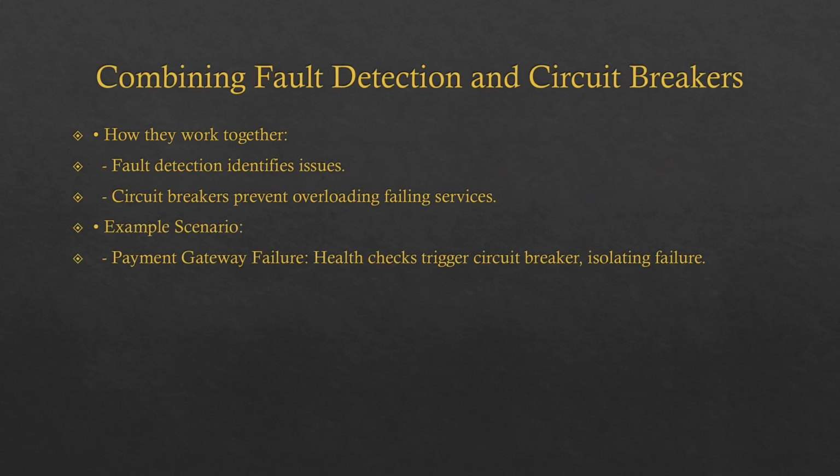Fault detection and circuit breakers work together to enhance system resilience. Fault detection identifies failing services, while the circuit breaker pattern prevents overloading those services, ensuring that the system remains stable. For example, in a payment gateway scenario, health checks would trigger the circuit breaker to isolate the failure and maintain service availability.